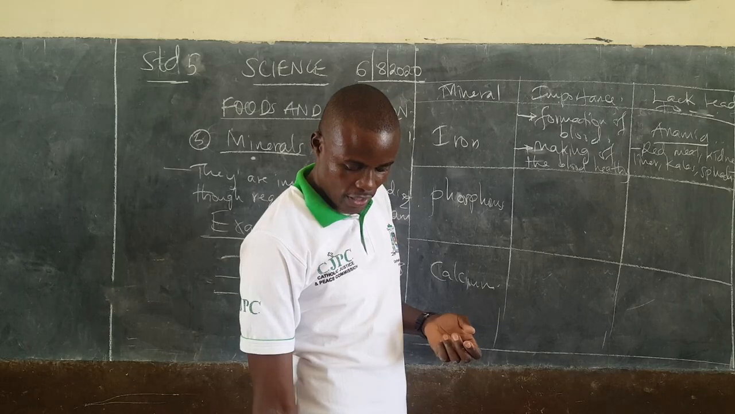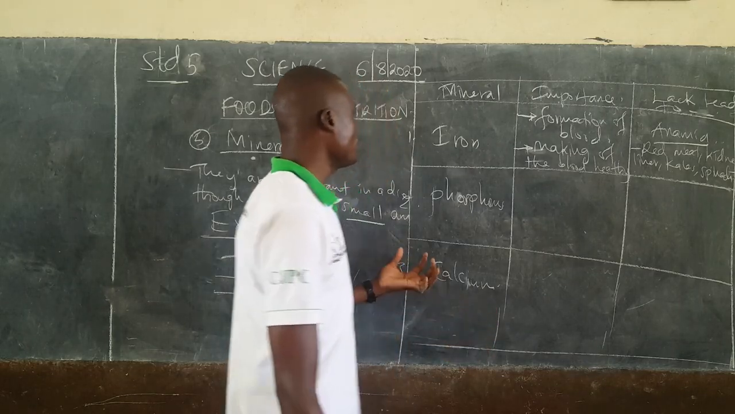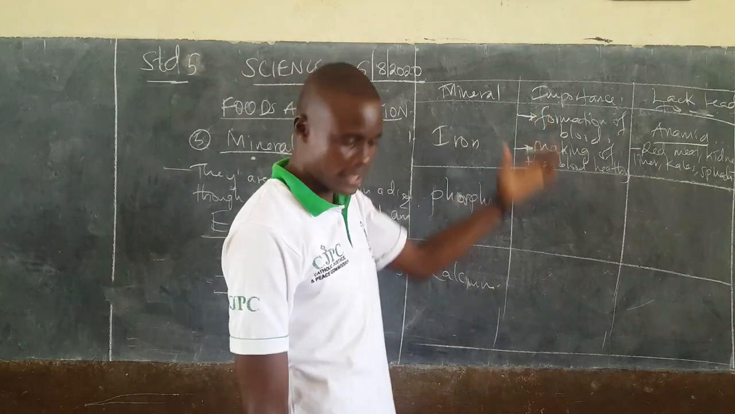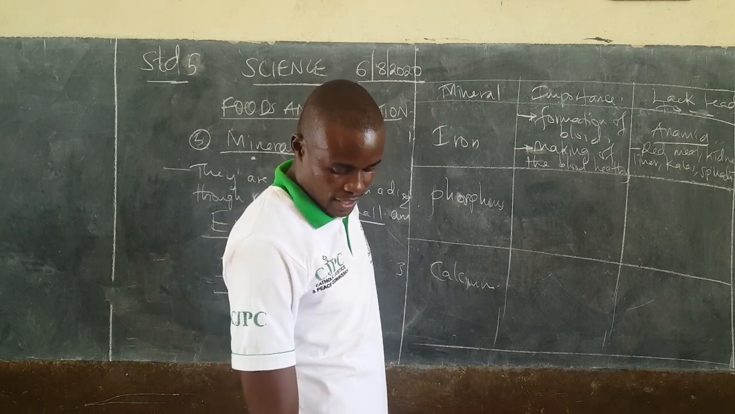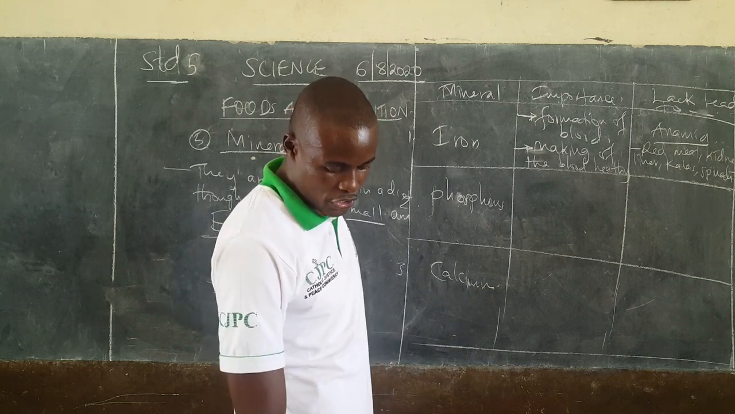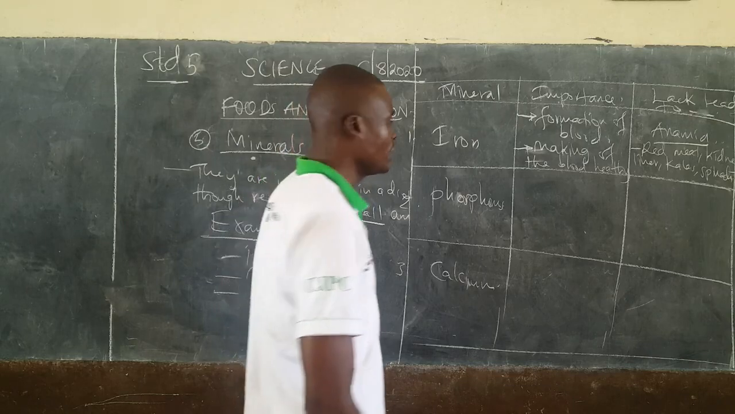So much about that. Then we go to phosphorus. So we have begun now from where we began. What is the importance of phosphorus? This is a mineral that is important in the body for the formation of strong bones and teeth.